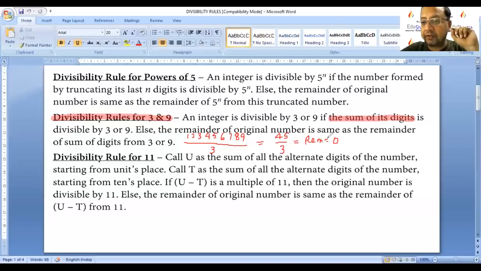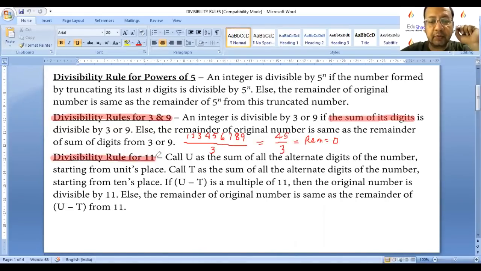So what is the rule for 3 and 9? The rule for 3 and 9 is that the sum of the digits of the number should be perfectly divisible by 3 or 9, right? Now moving further, the next very important rule, this is the divisibility rule of 11, right?